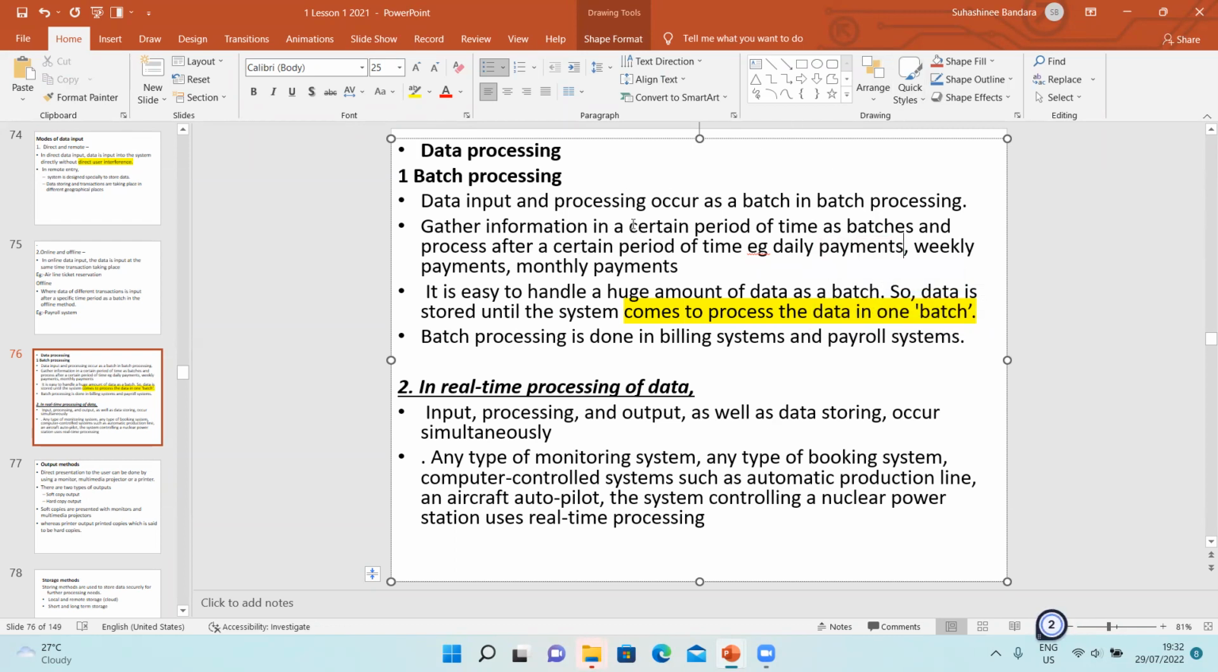So for batch processing, there is a certain period of time, a time duration for the process, not the same time. But in real time, input, process, and output are everything happening simultaneously: while inputting data, processing is also going on, and the output is sent at the same time. The example we can take is a real-time traffic control system. Okay, that's all.